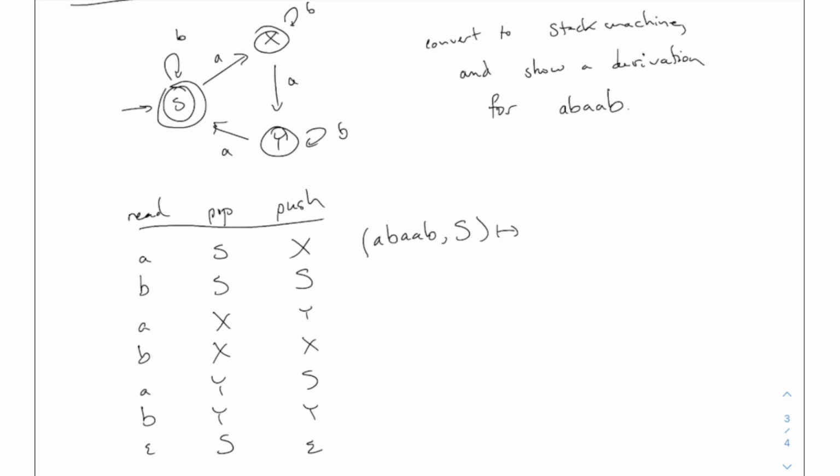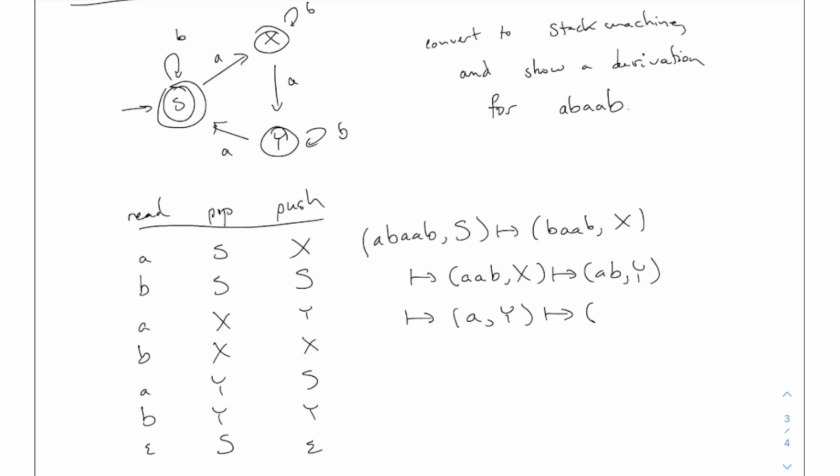I'm going to look at the NFA and decide what I would have done. I would have gone up to X first. So first I'll go B, comma, X. And then I would do the looped edge on X, so it will stay as X. Then I would go down the edge for A to Y, so this would become A, B, Y. Then I would do the looped edge of the B there, it would become A, Y. Then I would go across to S again, it would become epsilon S. And then finally the last rule gives me epsilon, epsilon. I hope you wrote something like that.